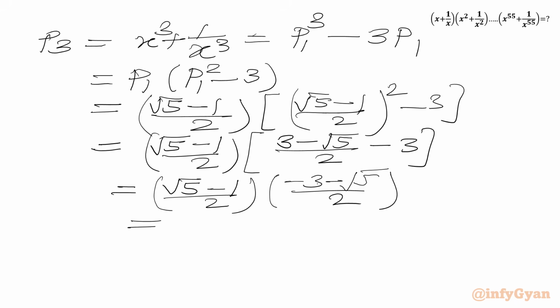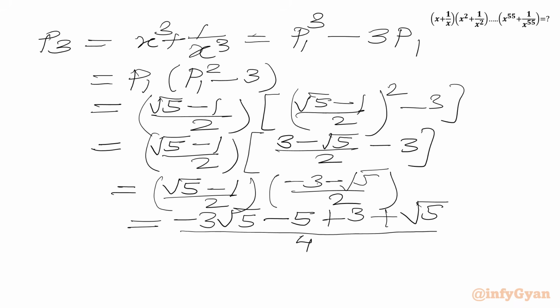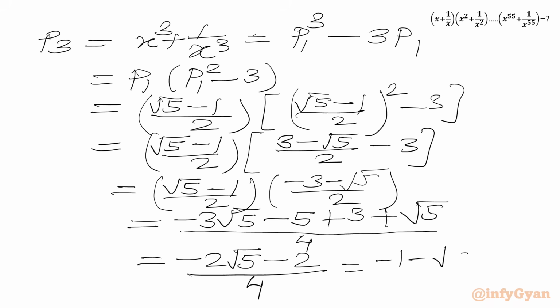Let's multiply the numerator brackets. We will get minus 3 root 5 minus 5 plus 3 plus root 5 in the numerator, and in the denominator we will write 4. Minus 3 root 5 plus root 5, we will write minus 2 root 5. Minus 5 plus 3 is minus 2, over 4. So we will write the value will be equal to (minus 1 minus root 5) over 2, which is the same as P2. Minus 1 minus root 5 over 2.